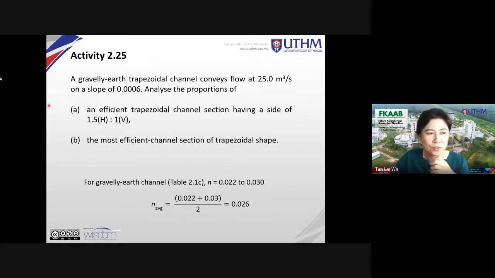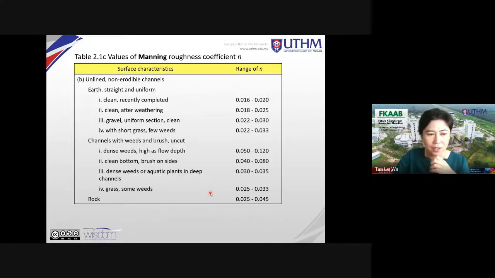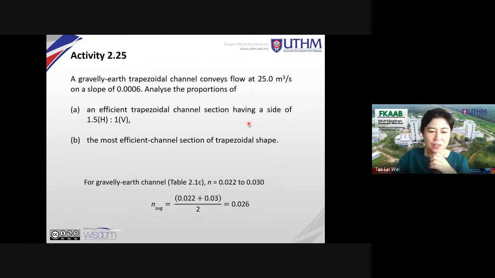Again, the question gives you the type of channel lining. It is a gravelly earth trapezoidal channel. So if I refer to table 2.1c, earth channel, and then it has gravel, the range of Manning roughness is between 0.02 and 0.03. This time I chose to use the average value. So I sum them up and take the middle value, which is 0.026. I'm using this Manning value for both cases.